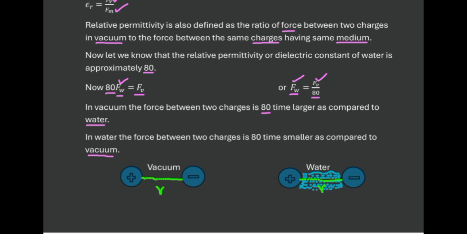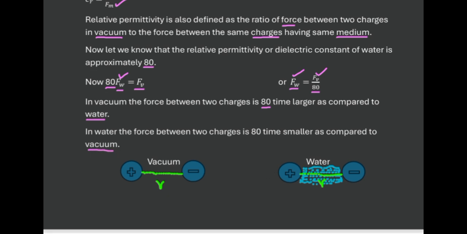Now let's explain these two situations. This is a positive charge and this one is a negative charge, and there is no material medium between these two charges. There is only free space or vacuum between them. Now, these two charges will attract by an electric force.